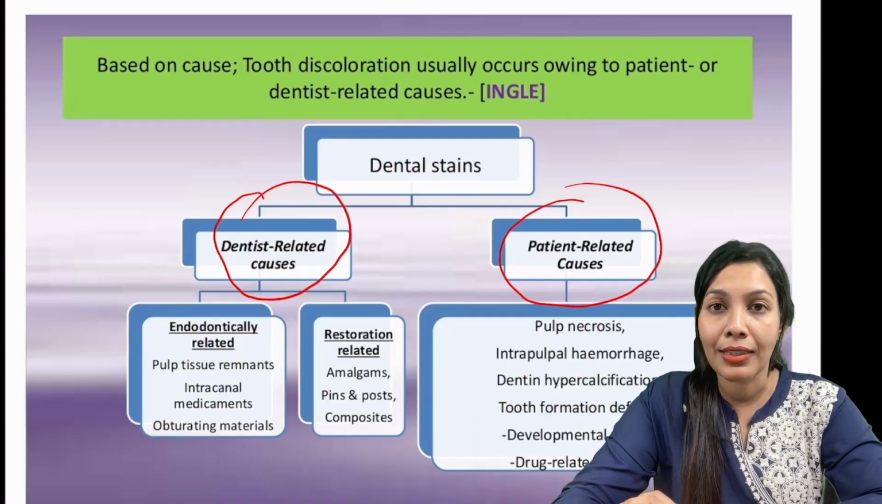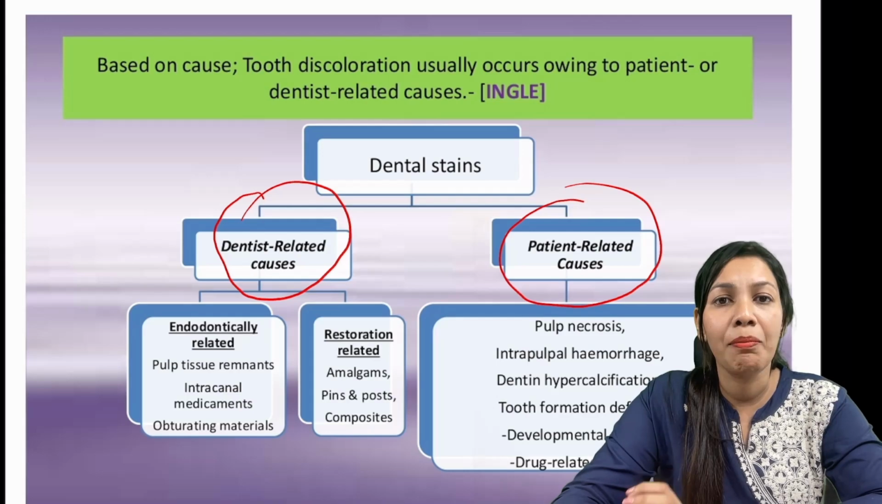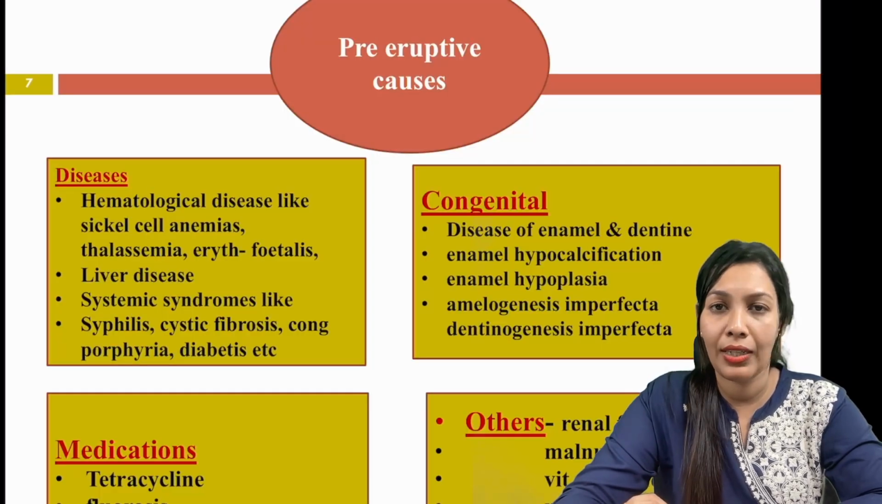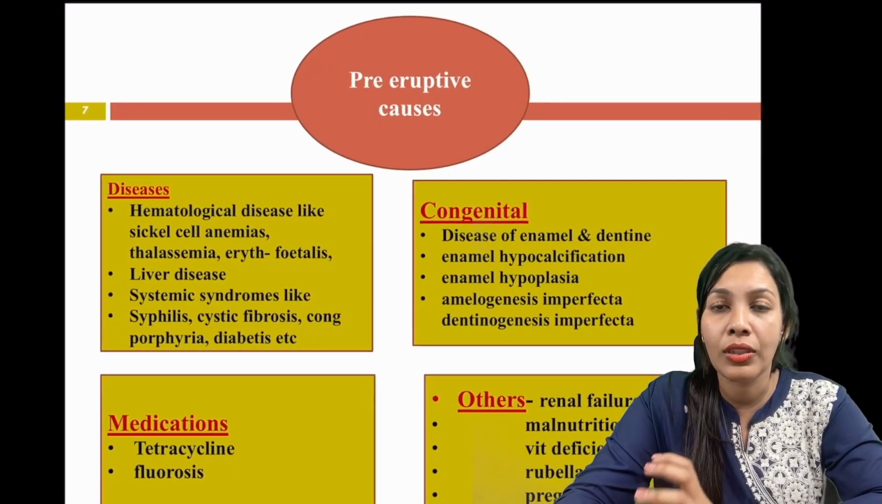Patient related factors are various diseases related to the teeth like amelogenesis imperfecta, dentinogenesis imperfecta, or drug related aspects, because they might have taken tetracycline, etc., or pulpal necrosis. All these are the main reasons for tooth discoloration. So, pre-eruptive causes and post-eruptive causes need to be known.